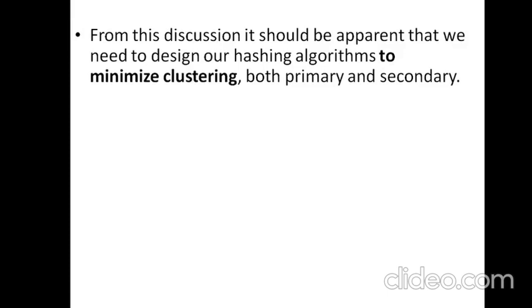So from the discussion it should be apparent that we need to design our hashing algorithms to minimize both forms of clustering. So our algorithm should have less primary and secondary clustering, but definitely we can't totally avoid the clustering problem in any of the algorithms which we are going to discuss.